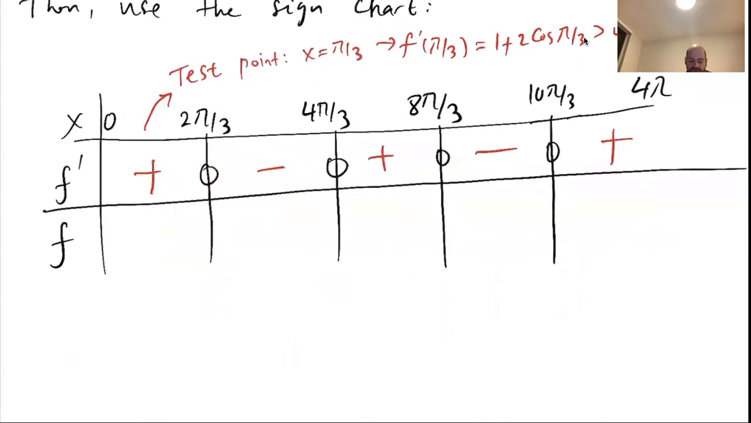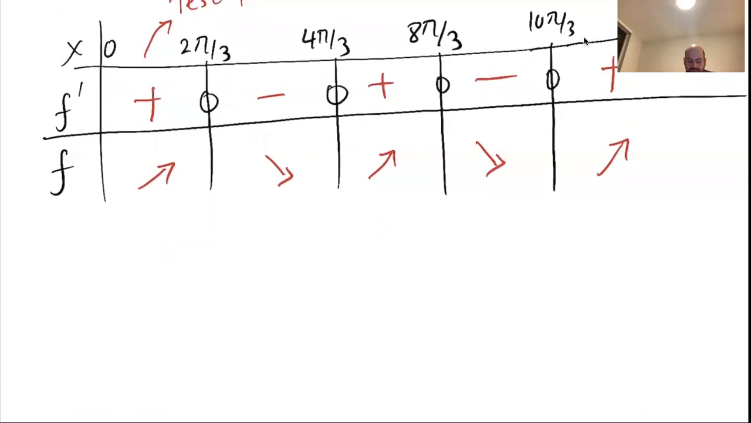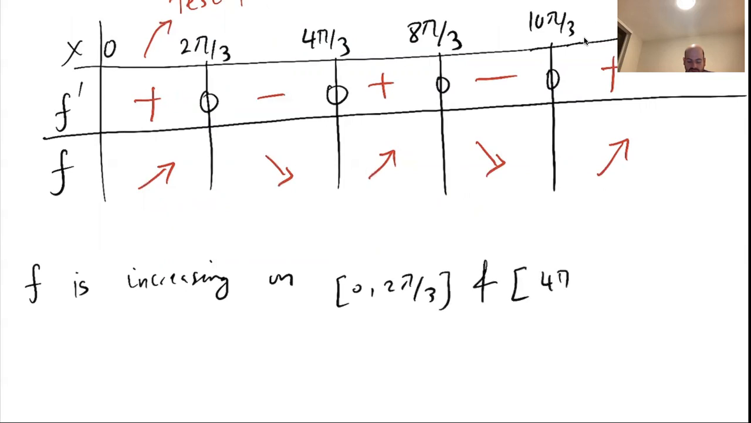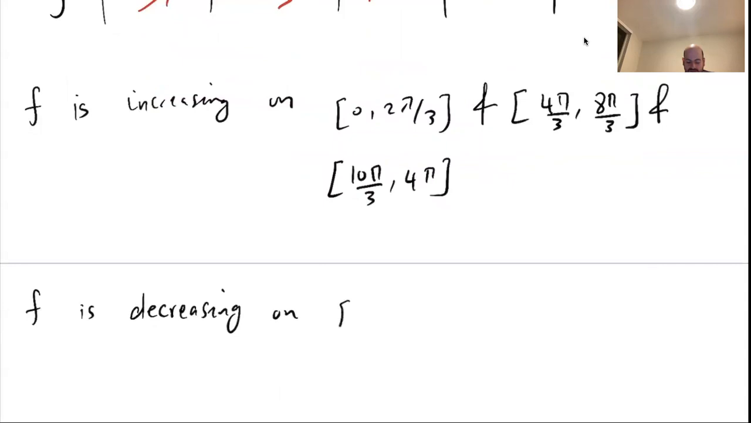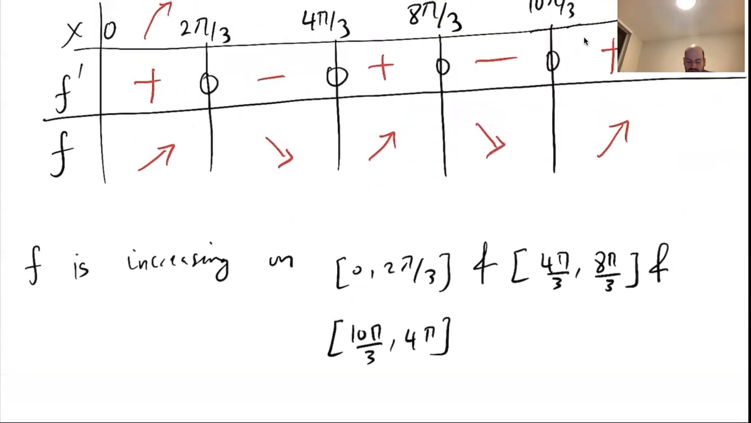And what about f itself? So this is f prime, where it's positive, where it's negative. So f will be increasing here, decreasing here, increasing here, decreasing here, increasing here. So that's it. We can say that f is increasing on 0 to 2 pi over 3, and 4 pi over 3 to 8 pi over 3, and 10 pi over 3 to 4 pi. And f is decreasing on which intervals? Between 2 pi over 3 to 4 pi over 3, and 8 pi over 3 to 10 pi over 3.